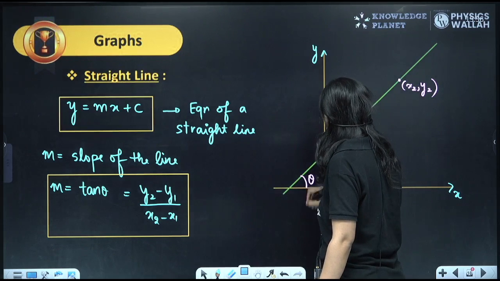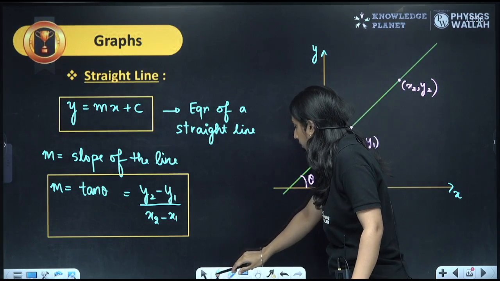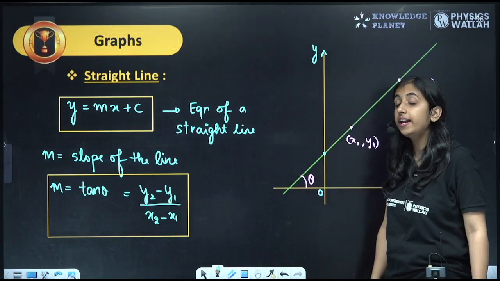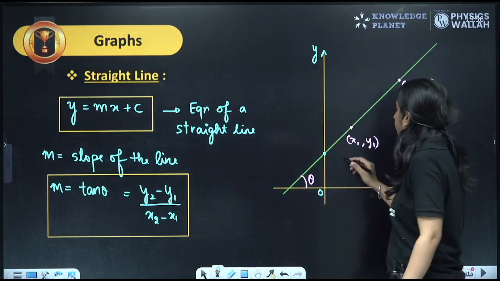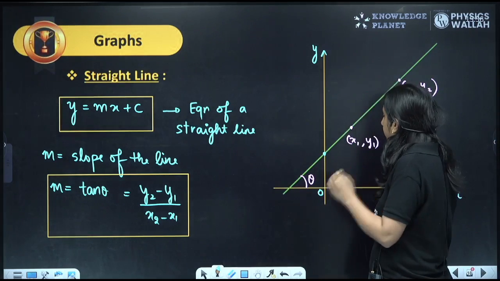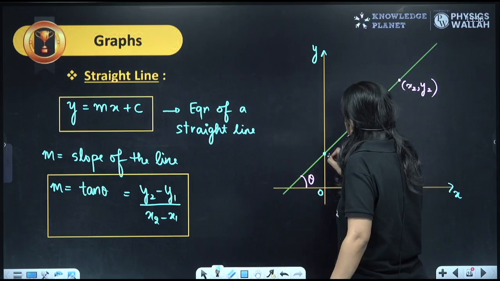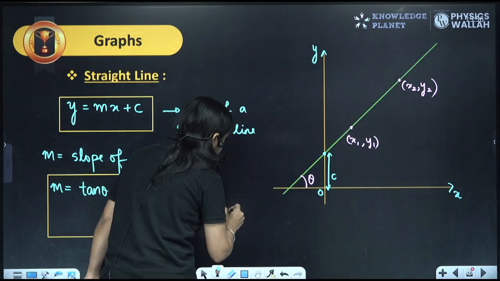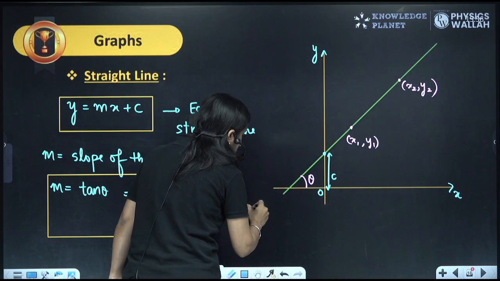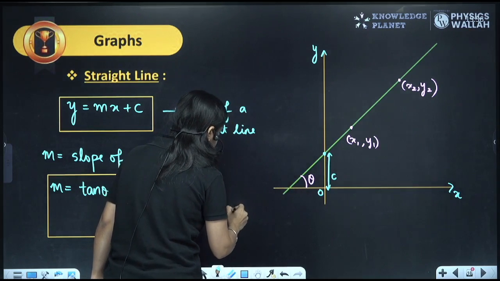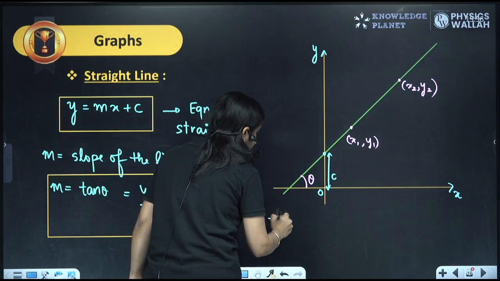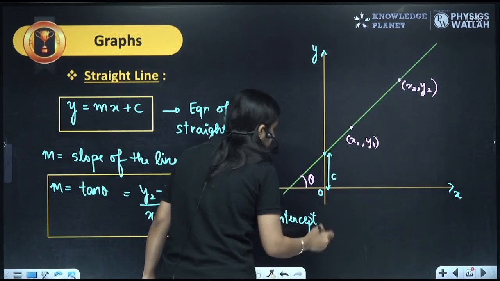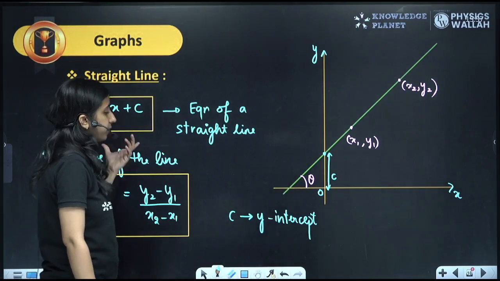The intercept on the y-axis, the y-intercept. What is an intercept? An intercept is a point where the line cuts the axis. So this y-intercept is c, where c is my y-intercept. M is my slope and c is the y-intercept, the point where the line cuts the y-axis. So this is the general equation of a straight line.